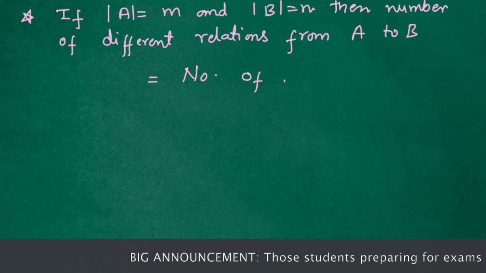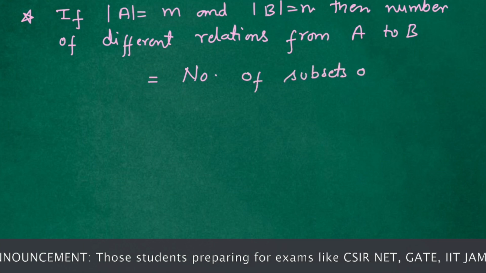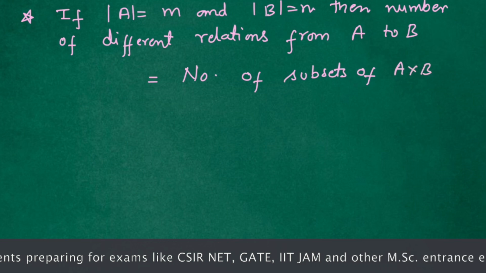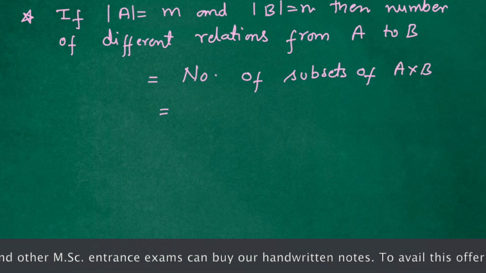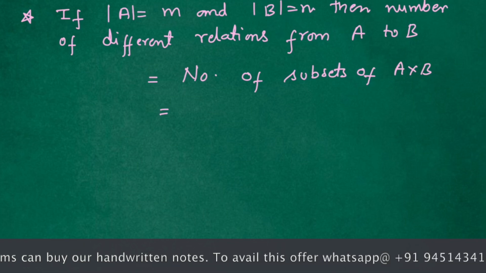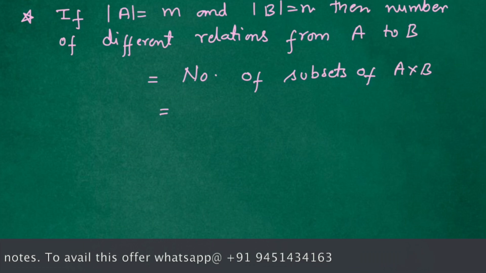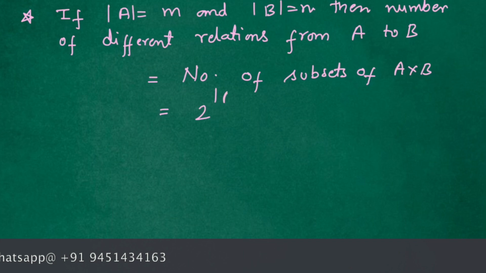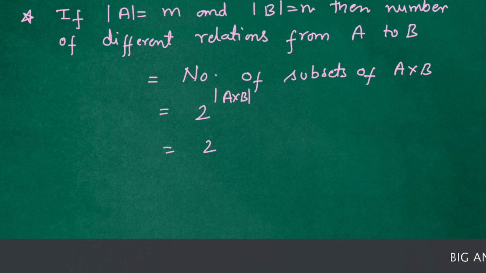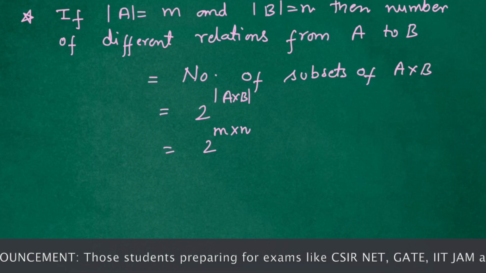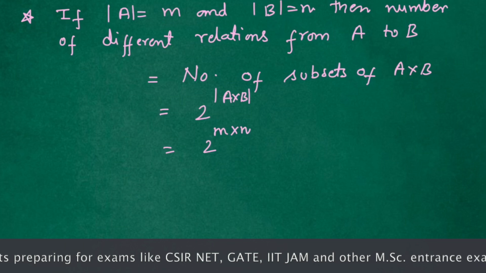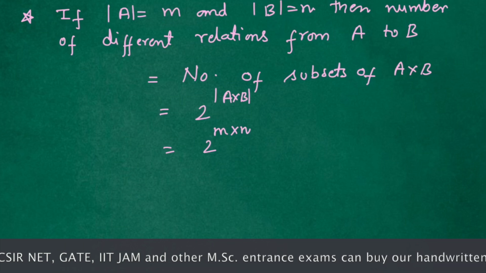Number of subsets of A cross B, right? And what will be the cardinality of A cross B? Cardinality of A into cardinality of B. So the number of subsets of A cross B will be 2 raised to the power cardinality of A cross B, right? And the cardinality of A cross B is m into n. So 2 raised to the power mn is the number of possible relations from set A to set B. I hope this is clear to you.